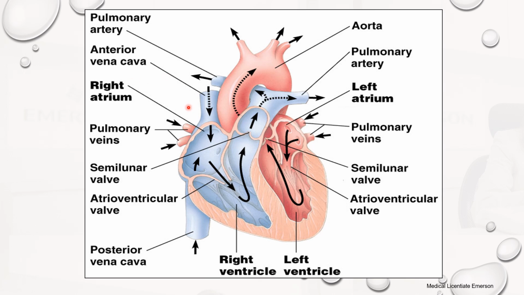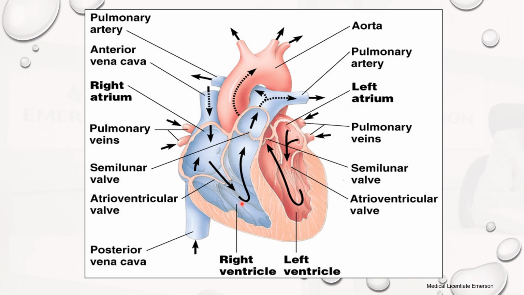So in terms of structures of the heart, let's start from the inferior vena cava, which has also been named the posterior vena cava. Then we have the superior vena cava, which has been named the anterior vena cava. Then we have the pulmonary veins here. Then this is the right atrium.